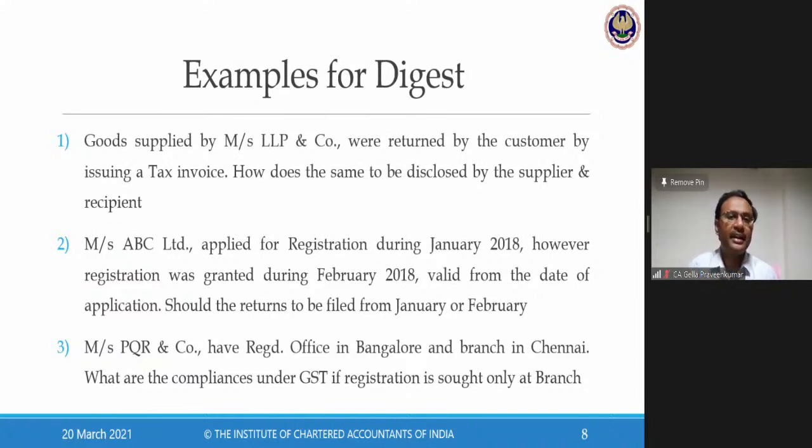Goods are supplied by LLP and Co, which were returned by the customer by issuing a tax invoice. How is the same to be disclosed by the supplier and the recipient? So there is a supplier called LLP and Co. This particular supplier has supplied goods to their customer. That particular customer says he is returning them back. Now it is a purchase return, right?